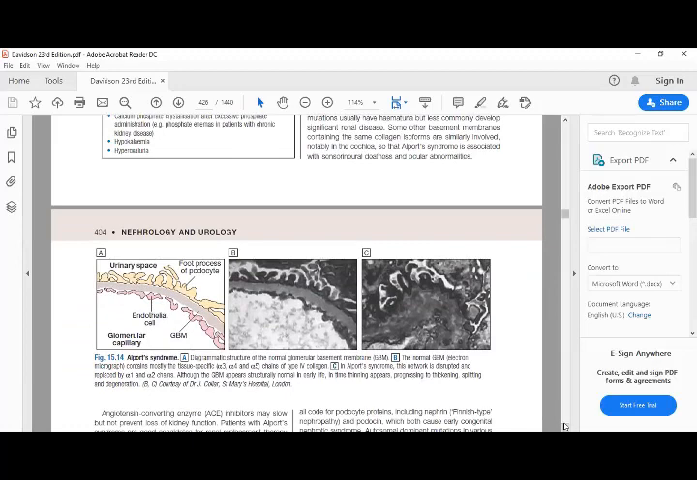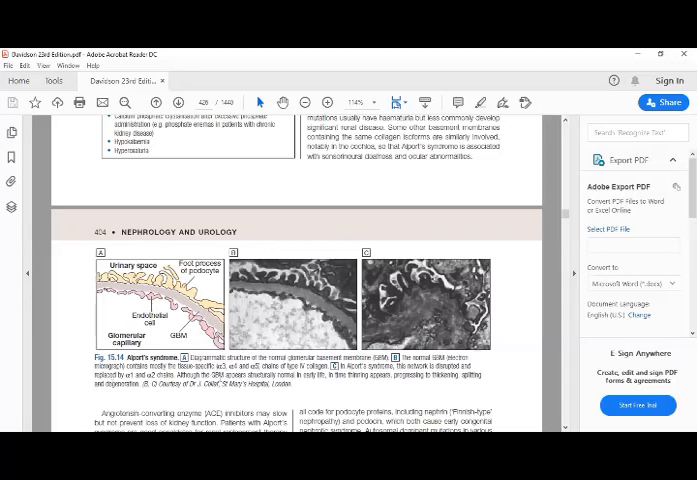Alport syndrome: endothelial cells, glomerular basement membrane, glomerular capillaries, urinary space, foot processes or pseudopores. So, Alport's disease, a diagrammatic structure of the normal glomerular basement membrane. The normal glomerular basement membrane contains mostly the tissue-specific alpha 3, alpha 4 and alpha 5 chains of type 4 collagen. In Alport syndrome, this network is disrupted and replaced by alpha 1 and alpha 2 chains.